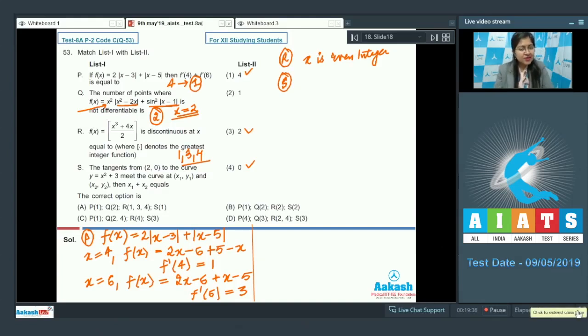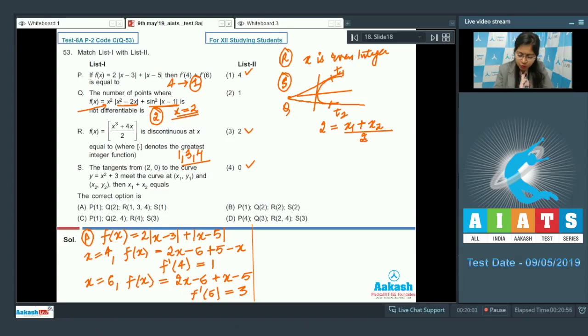Then we have to find x1 plus x2. Now we know that for any two points, let's say T1 and T2, if the tangents meet at point Q, then the coordinates of Q will be AM of T1 and T2, comma GM of T1 and T2. So here it can be seen that 2 will be equal to AM, that is x1 plus x2 divided by 2. So we can say directly that the value of x1 plus x2 is equal to 4. So answer 1 is the correct choice. From the given options, option number A is correct.